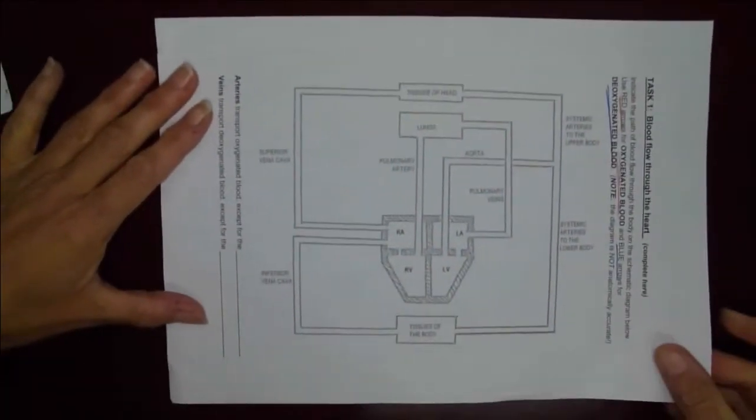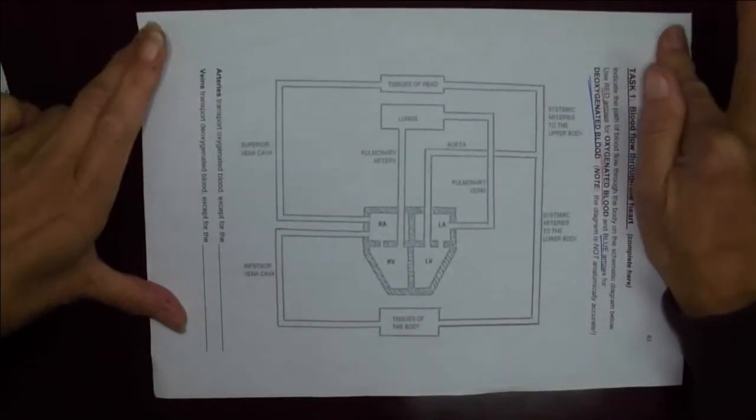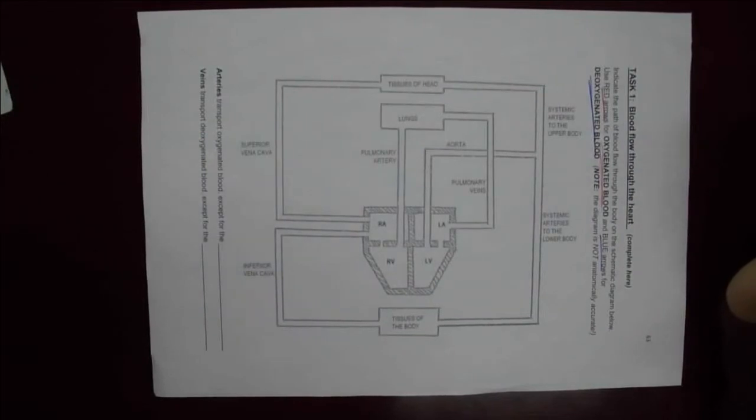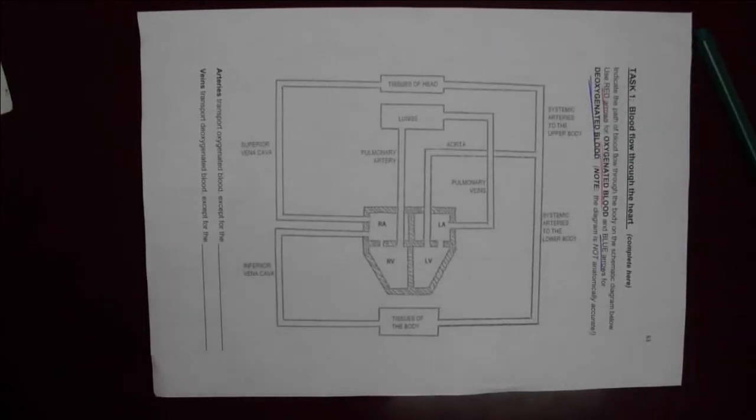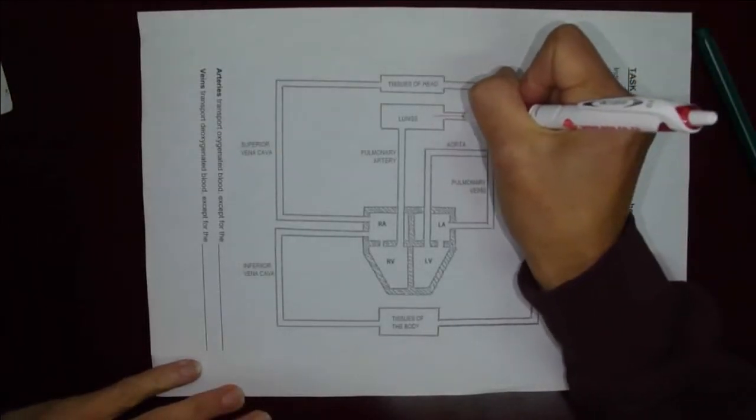Okay, let's just turn it around. Right, I'm going to add lots of things here, red and blue to indicate oxygenated and deoxygenated blood, and I'm going to use a green pen for other things. Alright, so if you remember, I gave a starting point.